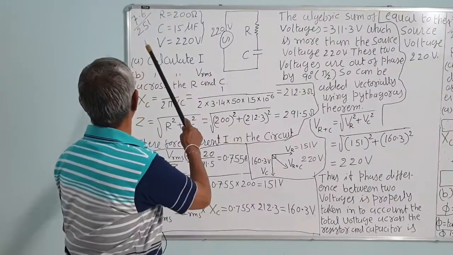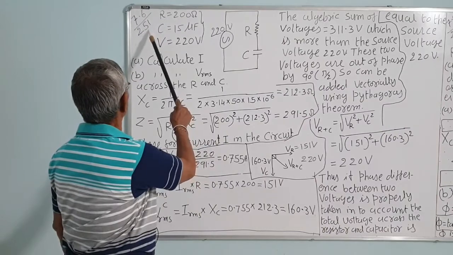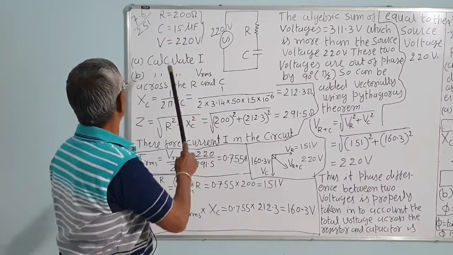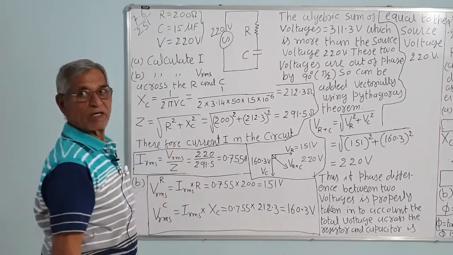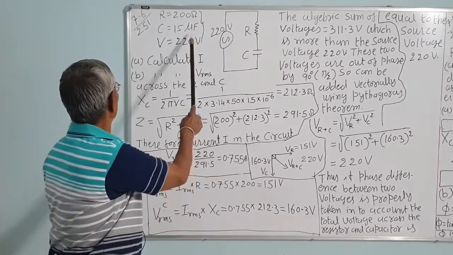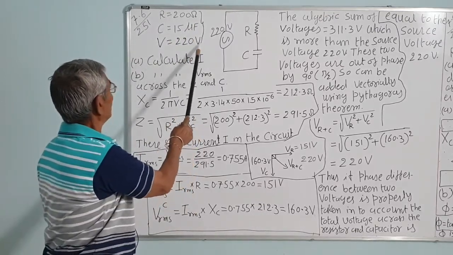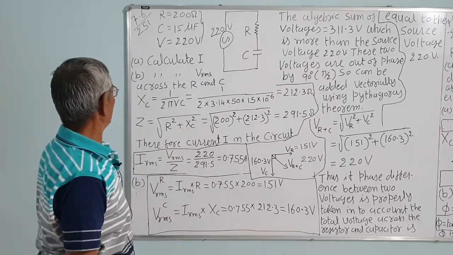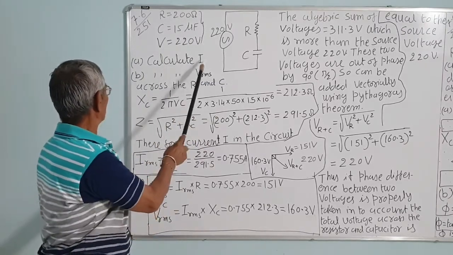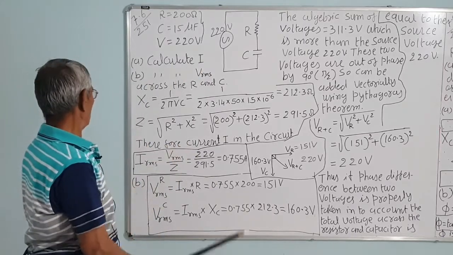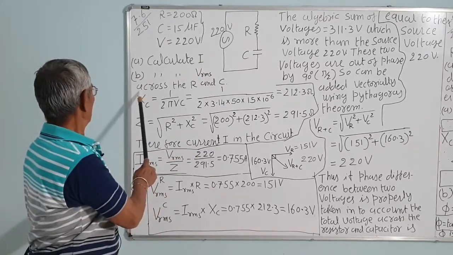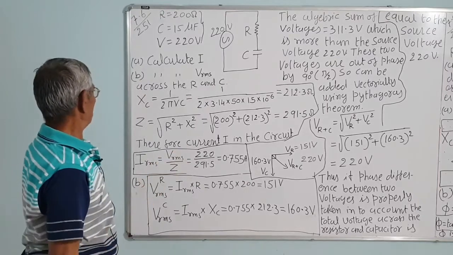Example 7.6, solved example on page number 251. A resistor of 200 ohms and a capacitor of 15 microfarad are connected to a 220 volt, 50 hertz AC supply. Calculate the current I, and calculate the Vrms across R and C.